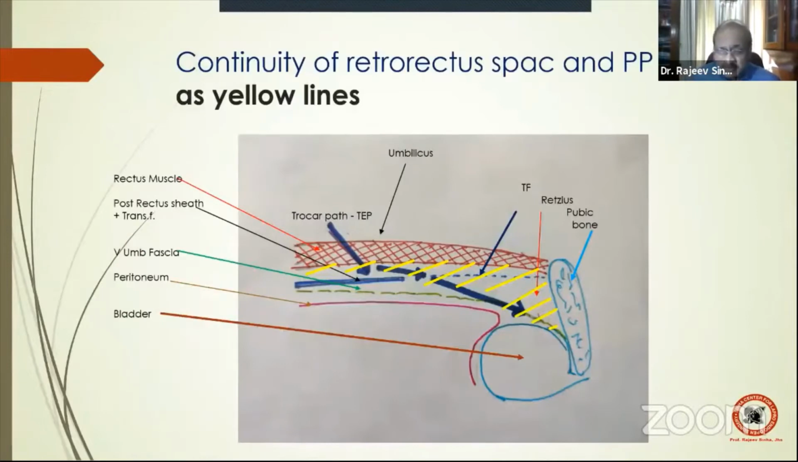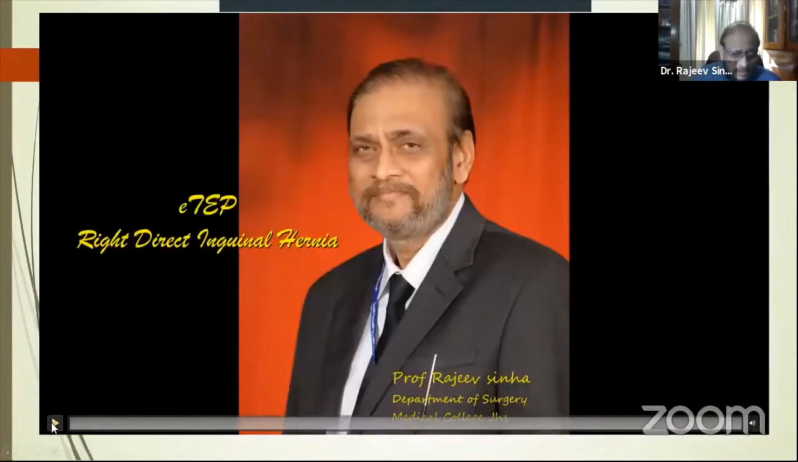Now, this is the space I was talking about. This is the retrorectus. You have entered from here, and this is the arcuate line. You cut the transversalis fascia, enter the pre-peritoneal fascia. So this whole thing becomes one continuous space. The retrorectus space becomes continuous with the pre-peritoneal space. That's what I wanted to show you, right? Now, let's see this video, and you'll be able to explain as we go along.